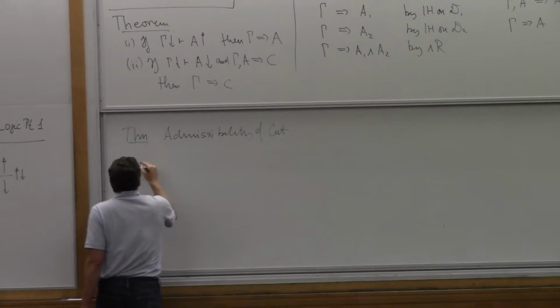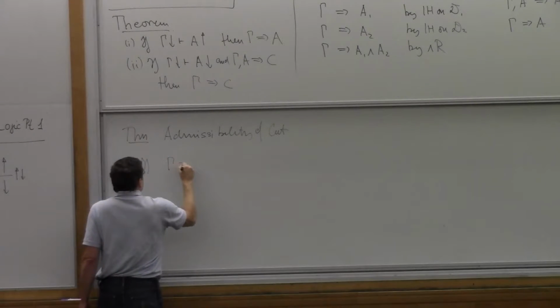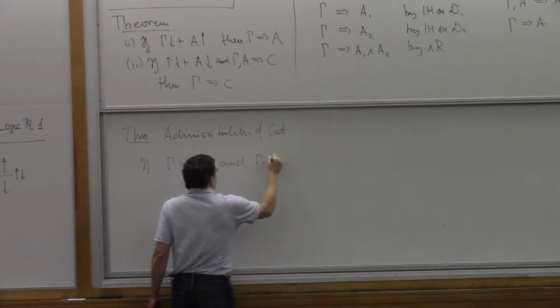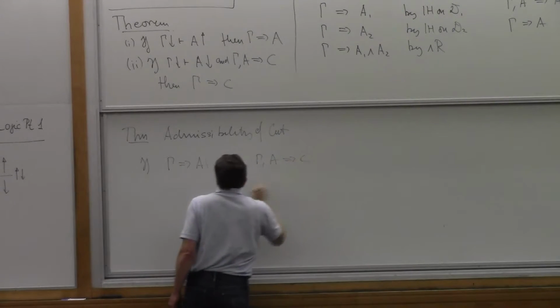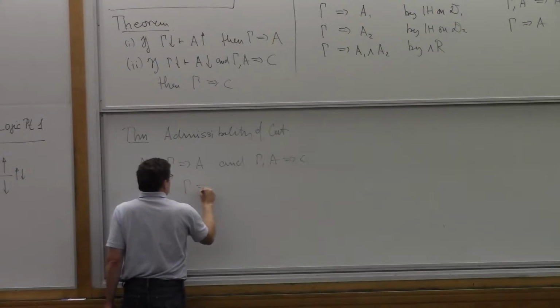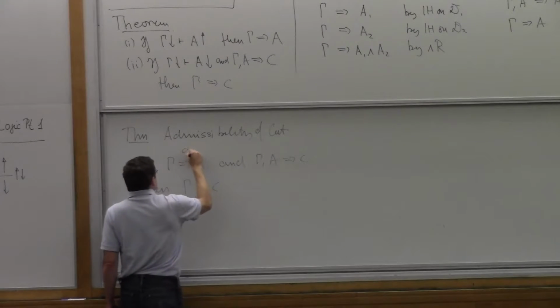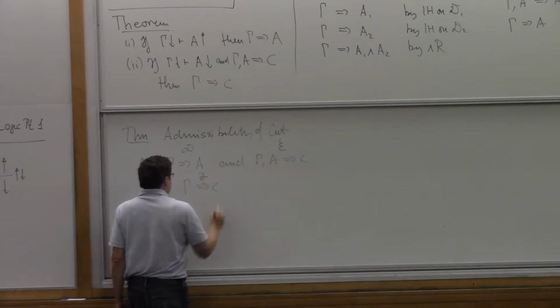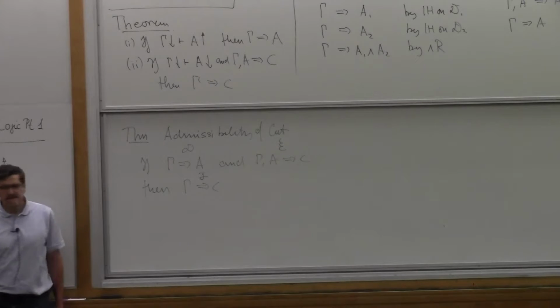And it states this: if gamma proves A, and gamma comma A proves C, then gamma proves C. Let's call this D, and let's call this proof E, and we'll construct some F which looks like that. Okay?